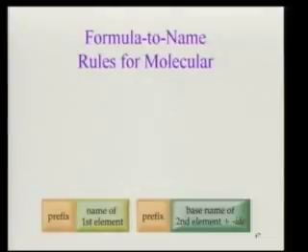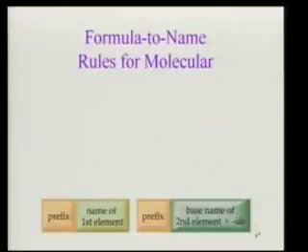Unless it's mono, in which case you leave that off. Okay? Over here, you're going to take the base name of the second element. So say the second element was sulfur. You'll take the sulfur, drop the ending, and add "ide," like we did with ionic compounds. So it would be sulfide instead of sulfur. Okay? And in front of that, you would stick a prefix telling me how much was there.